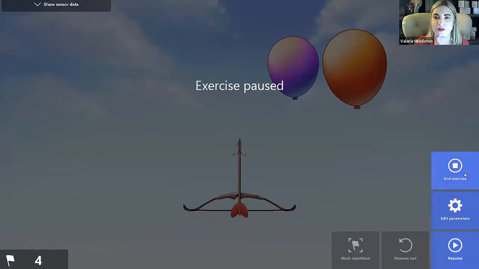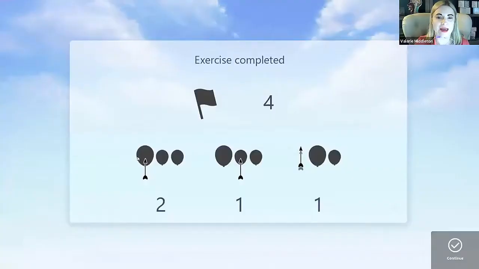So I'm going to end the exercise. And you can see here, out of my 4 repetitions, 2 were on target, 1 was late, and 1 was early. So you do get this information. And then you can continue, and I'm just going to share my screen again to show you what our results would look like.